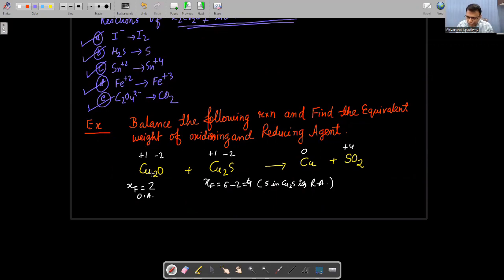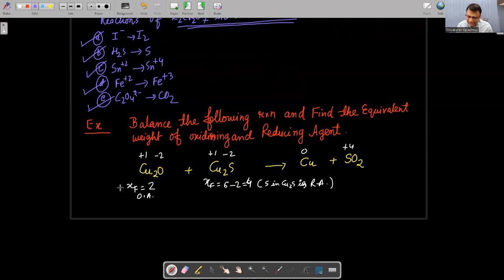So here in cuprous oxide, copper is in +1, oxygen is -2. Then here copper is present in +1, sulfur is present in -2. On the product side, copper is in 0 oxidation state, and in sulfur dioxide, sulfur is present in +4, oxygen is in -2. So oxygen is not changing its oxidation number in any compound. Wherever it is, it is -2. It is not participating in redox, right? Then copper from +1 is going to 0, and sulfur from -2 is going to +4.